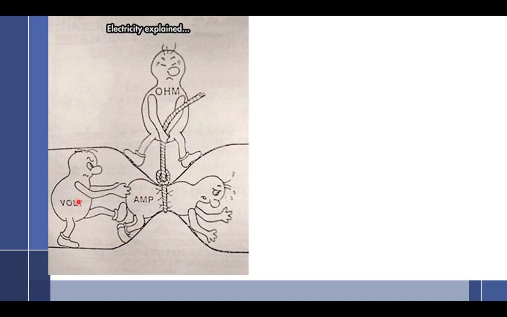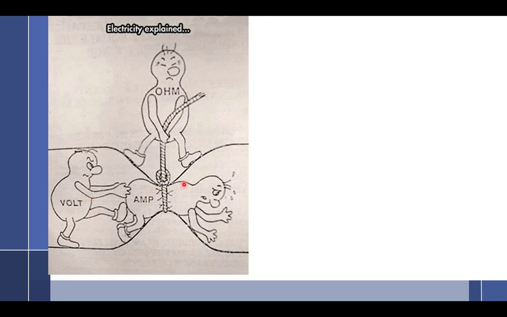We have a difference. If this guy's pushing with 50 pounds of pressure on his little amp butt, we have no pressure over here. It's going to go this way, right? So that's what I mean by difference of potential. There's got to be a difference, all right? So volt is pressure. He doesn't move. He's just the pusher guy.